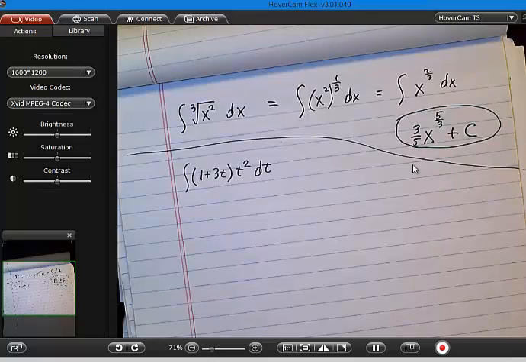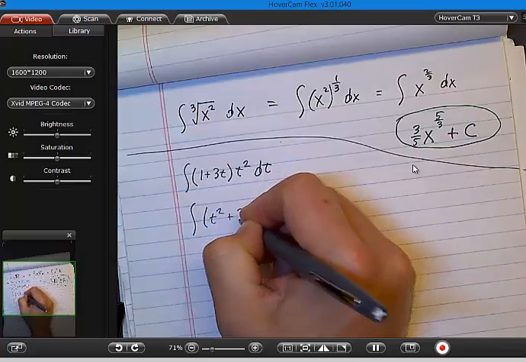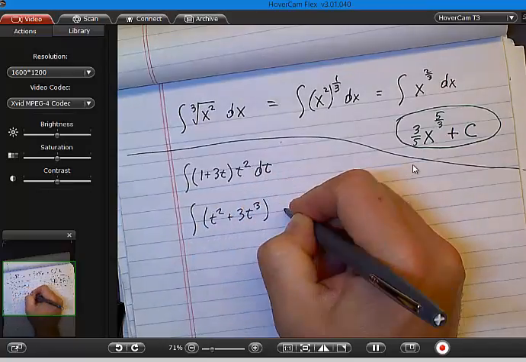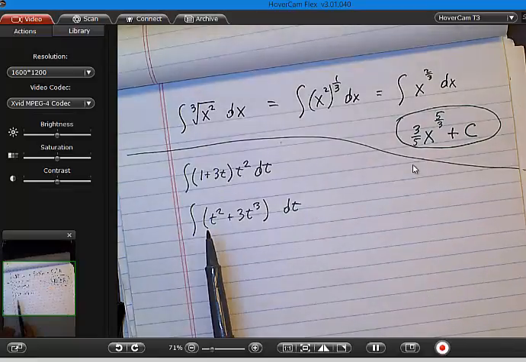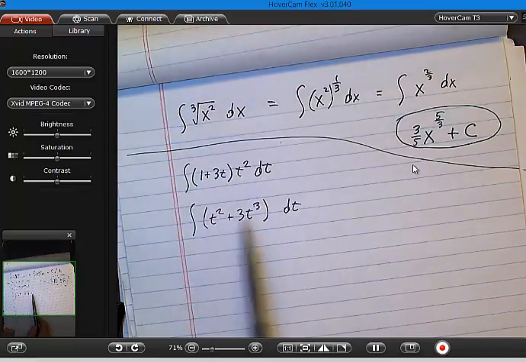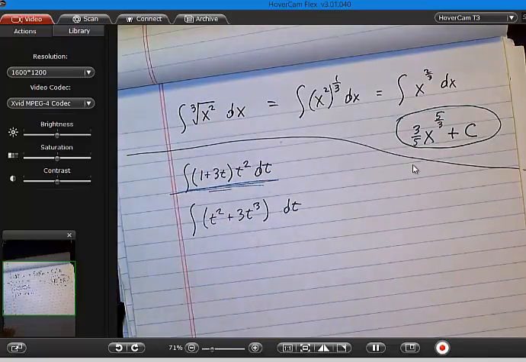So do you guys understand how I want to rewrite this? What would you write next? Yes. We're going to put t squared plus 3t cubed dt. Because it's easy to do, you can do antiderivatives term by term. But we have a problem with a product, right? Kind of like in derivatives. You have a product rule if you want to take a derivative of a product. Well, taking an antiderivative of a product is even worse.